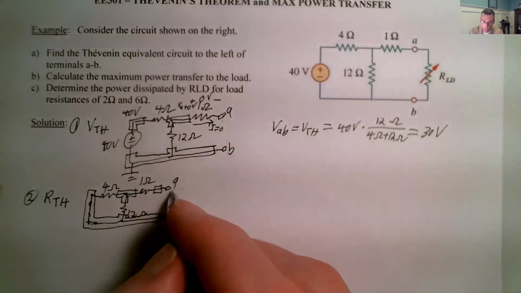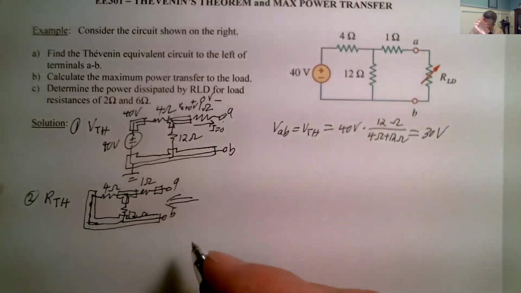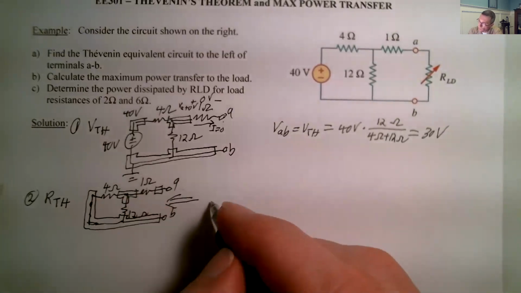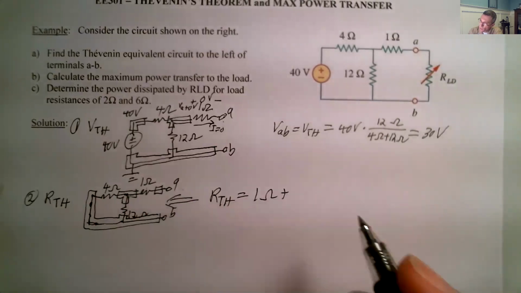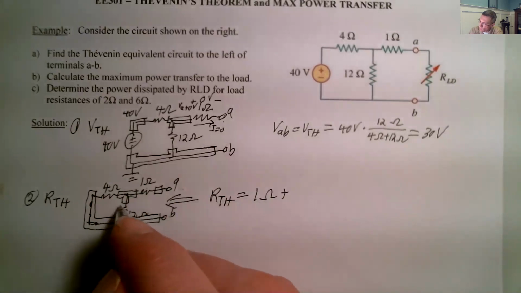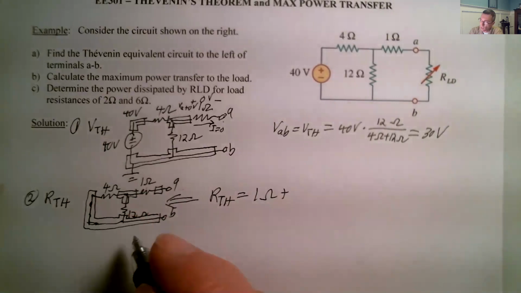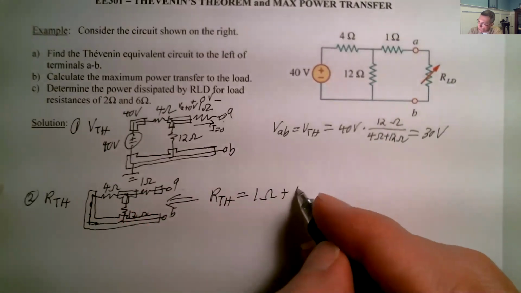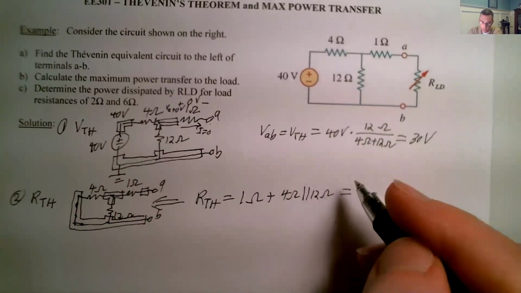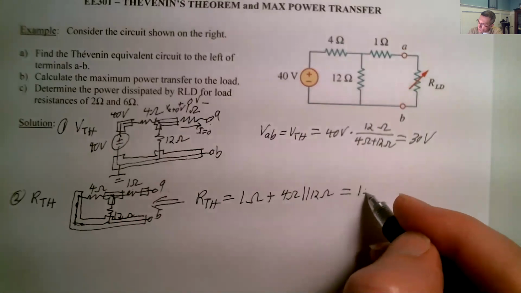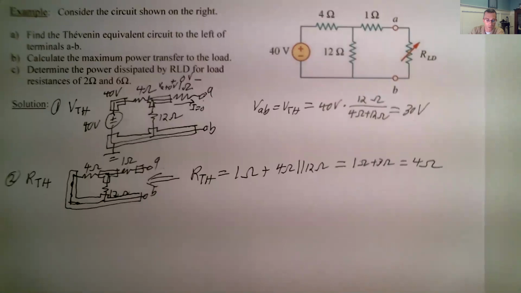From A to B, we're looking into it from where the load was. This 1 ohm is in series with RTH, so we've got 1 ohm plus the 12 ohm and the 4 ohm, which share these two nodes. They're between those two nodes, so they're in parallel. So we've got 4 ohms in parallel with 12 ohms. We add that together, and we get 1 ohm plus 3 ohms, or 4 ohms.